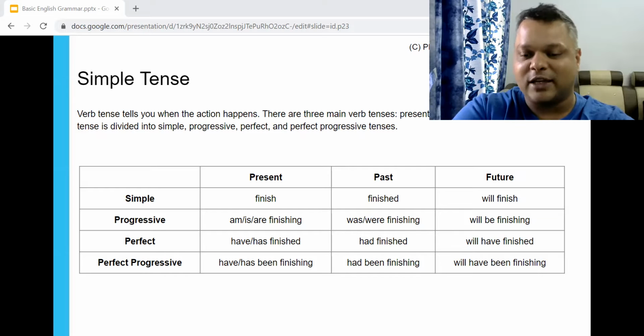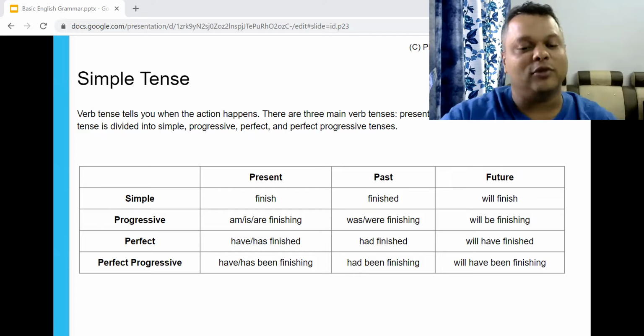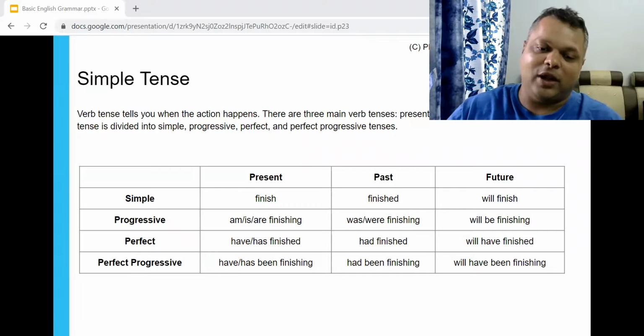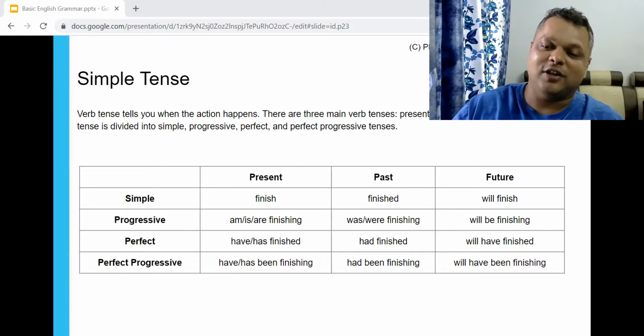Have been finishing, has been finishing, had been finishing, and will have been finishing. अभी ये perfect progressive बहुत कम यूज होता है हमारे सेंटेंस कंस्ट्रक्शन में. हम ज्यादा ग्रामर में ऐसे सेंटेंसेस नहीं देखते हैं जहां पे हमने बोला है कि I have been finishing the work. So what is perfect progressive?